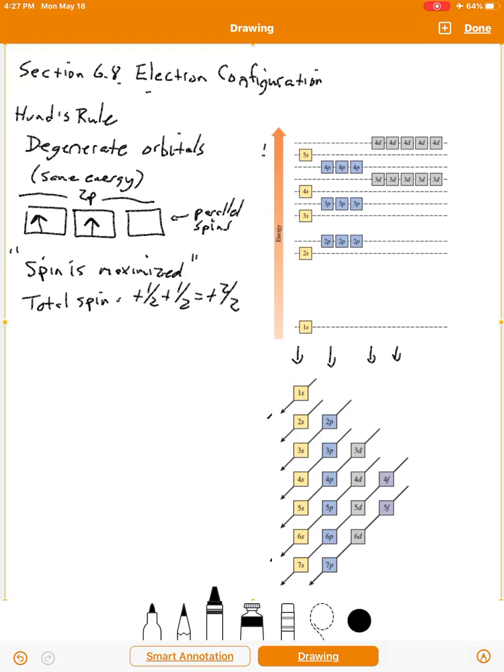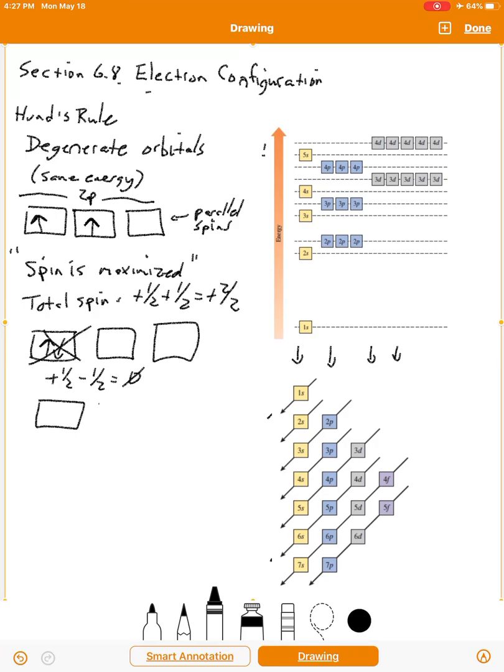So you get 2 halves, right? You get 1 plus 2 halves. Imagine you did this. Imagine you said, hey, it's a 2p subshell, I'm going to do this. Would that be maximizing spin? It wouldn't, because the first one is plus a half, but the second one is minus a half, and that would be 0 for your total spin. So that minimizes spin, so that's not observed.